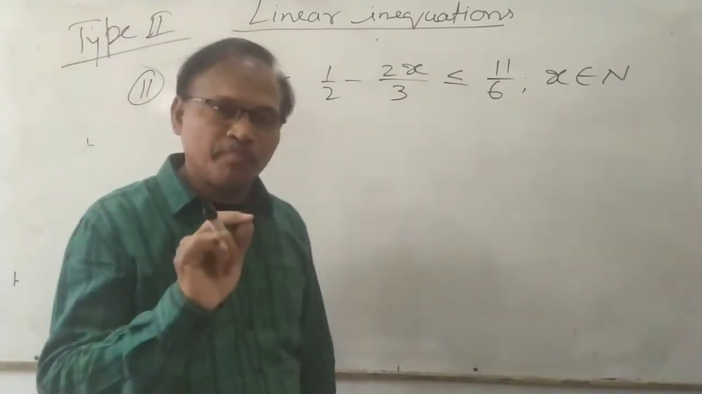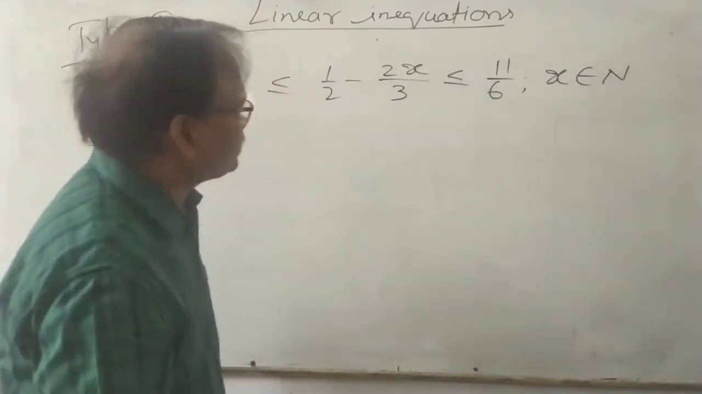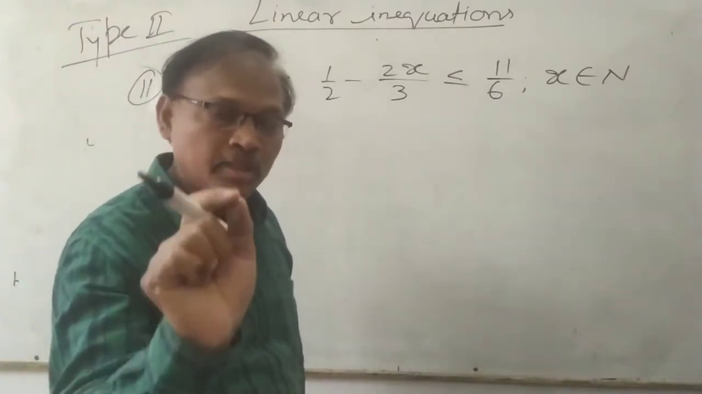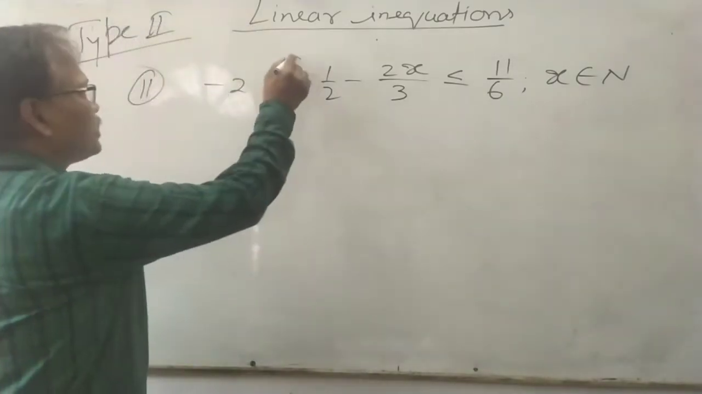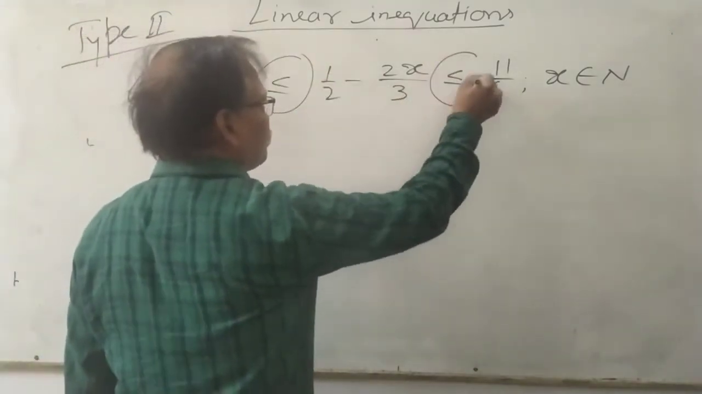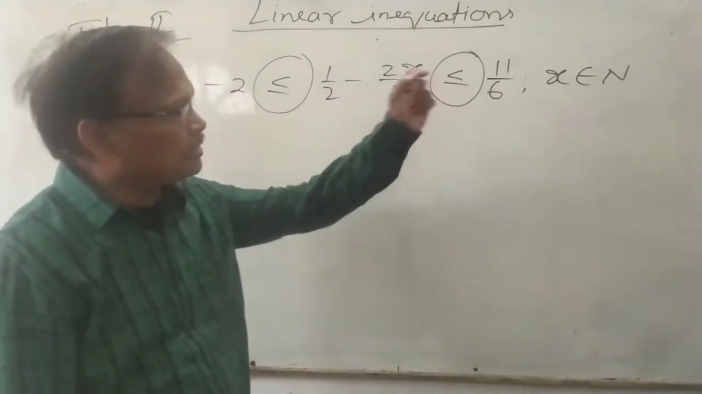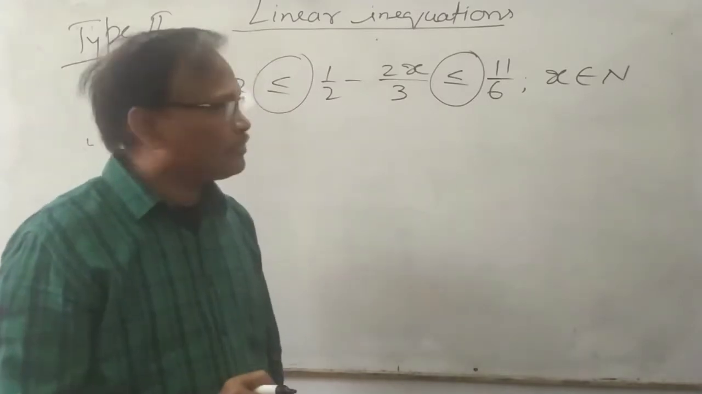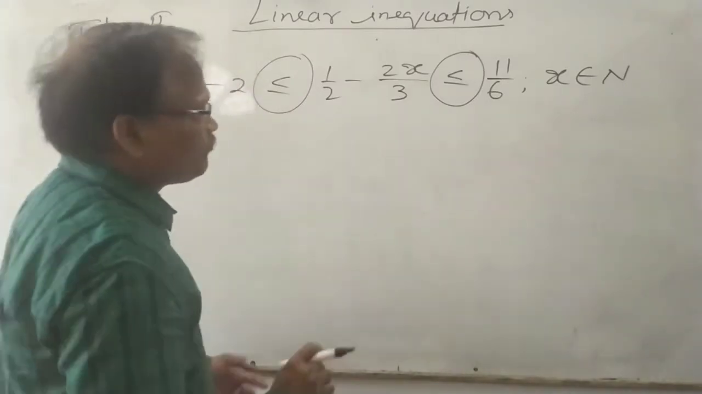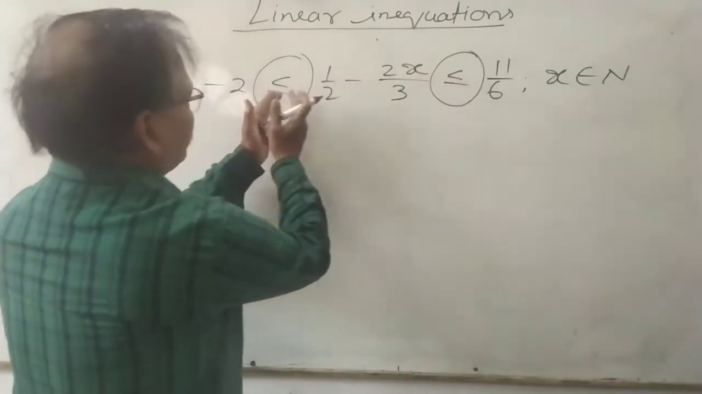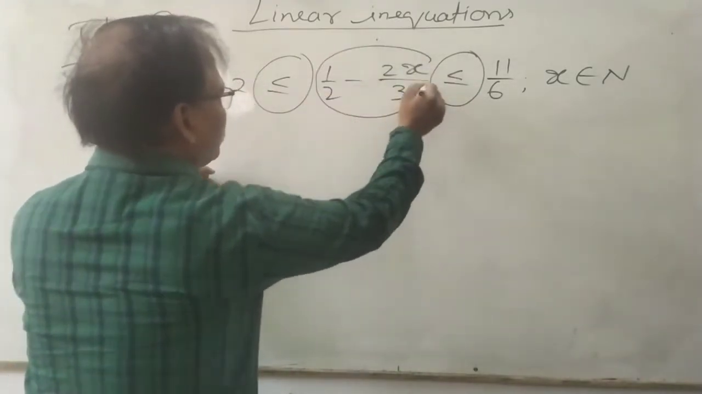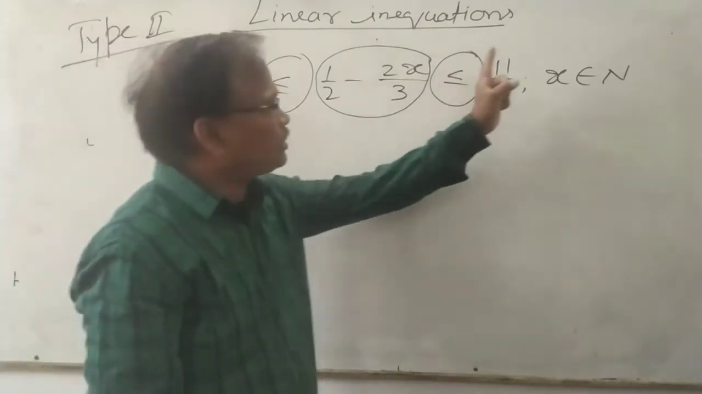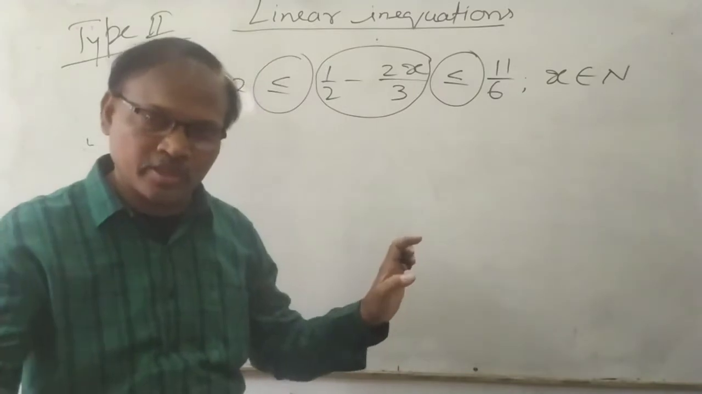Type 2. What is the meaning of type 2? You can see the first difference from type 1. In type 1 there is one inequation sign, and here you can see two inequation signs in one question. And one more thing: you will get the variable between the two inequation signs. This is the term in which the variable x is used, not in the left-hand side and not in the right-hand side.